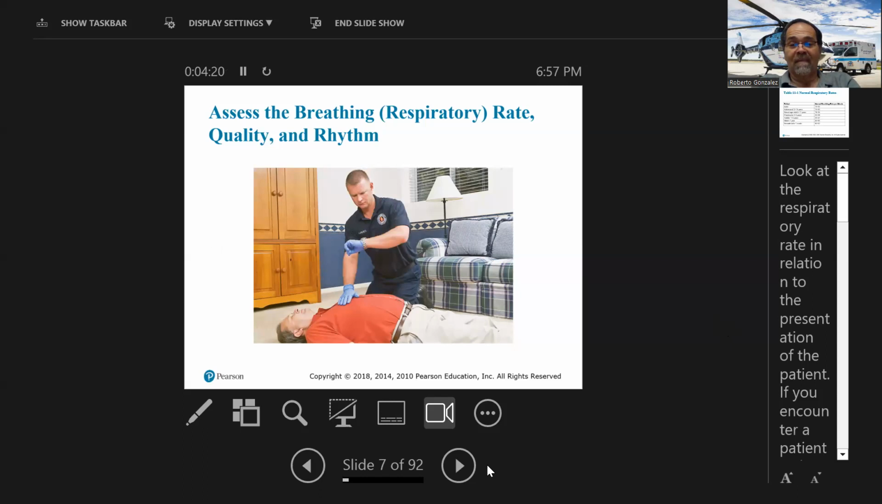Okay. So basically, assess the breathing. This guy has his hand over the chest, so you can actually feel if it's going up or down.